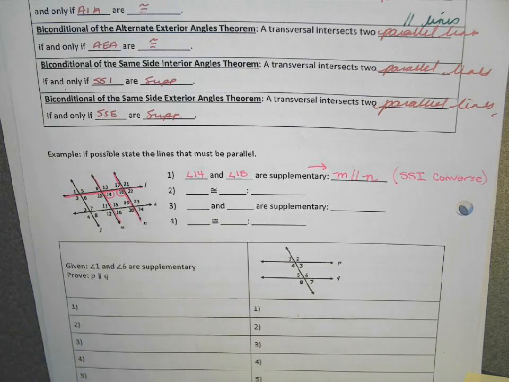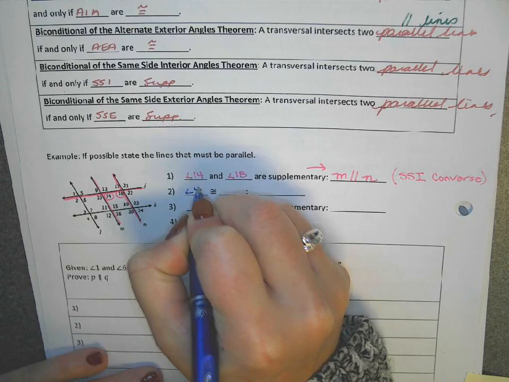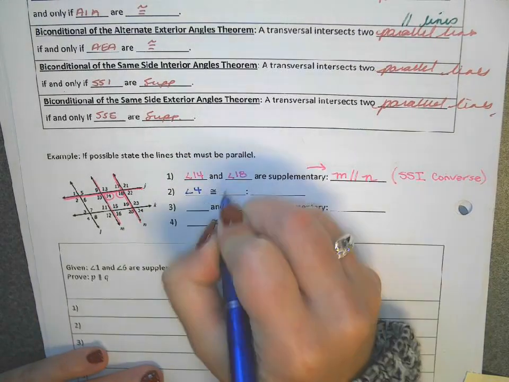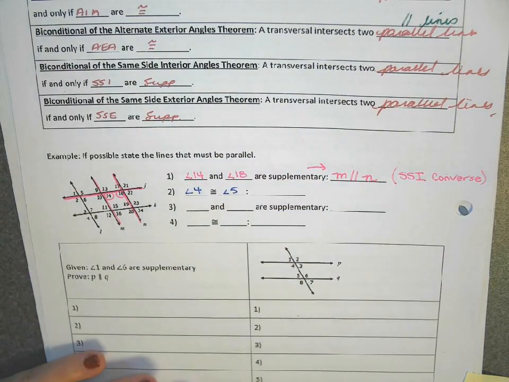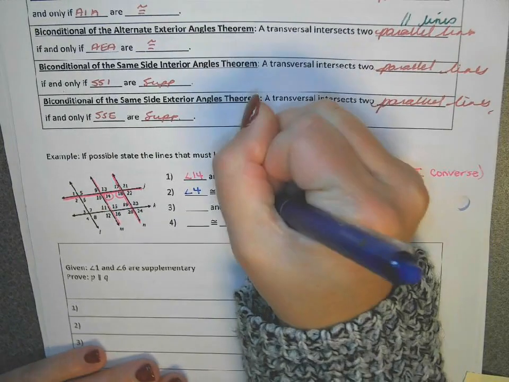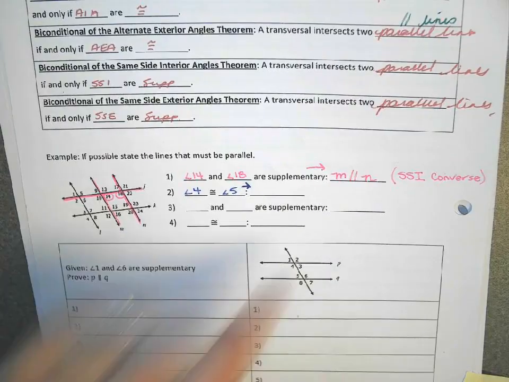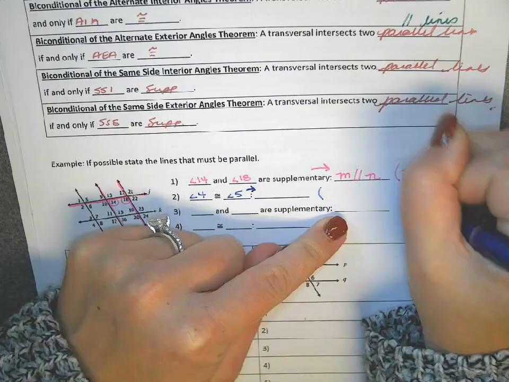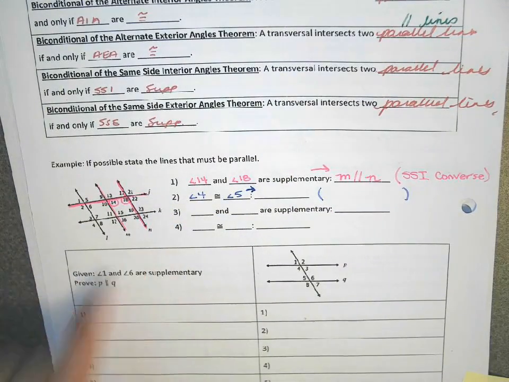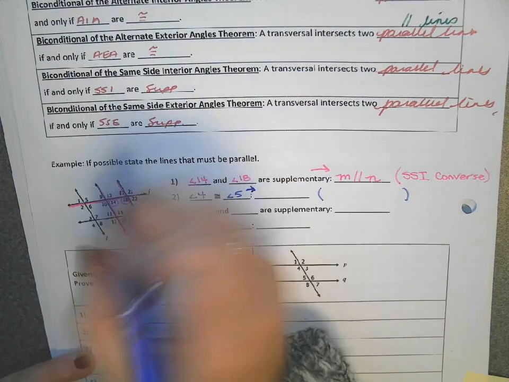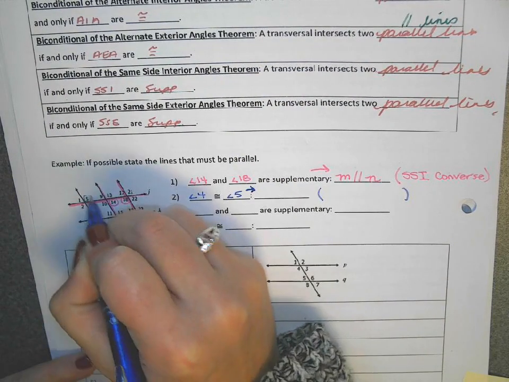I'm going to try to do different colors here for everything. You're given that angle 4 is congruent to angle 5. That's what's given. Then we have, this is what we're trying to conclude. And then we're going to state how. So let's find 4 and 5 here.